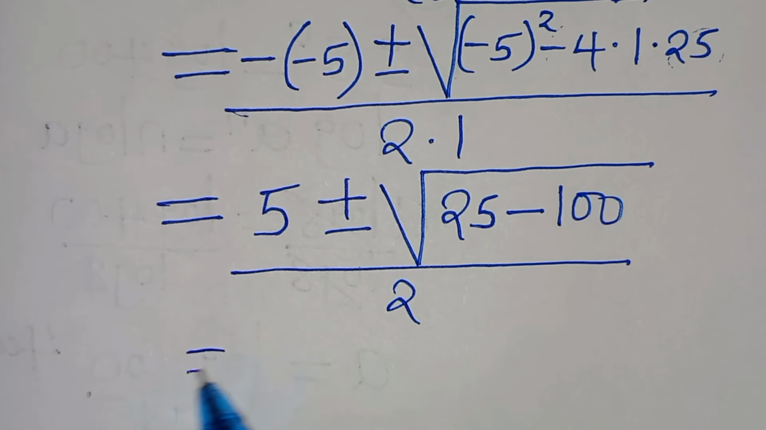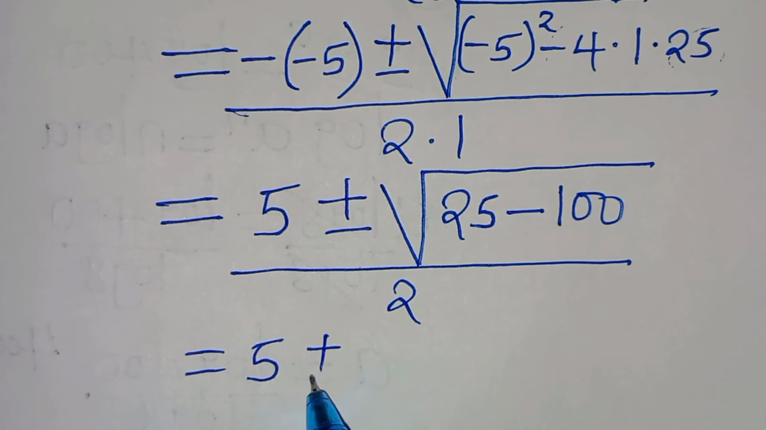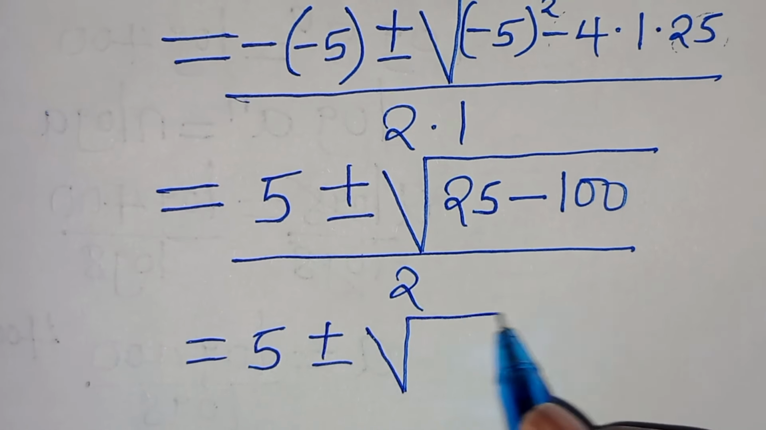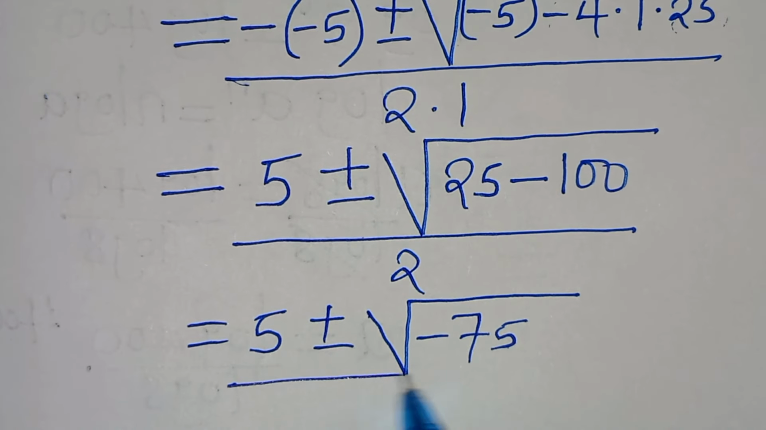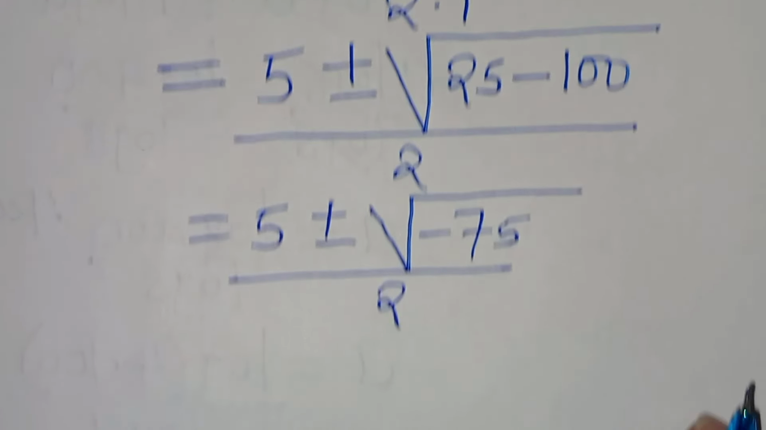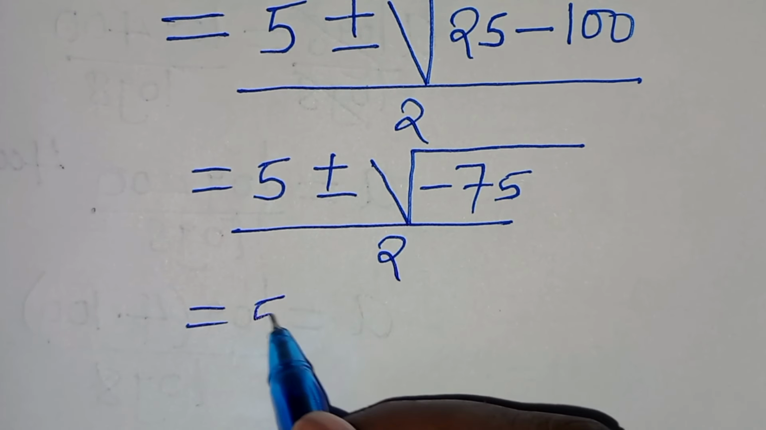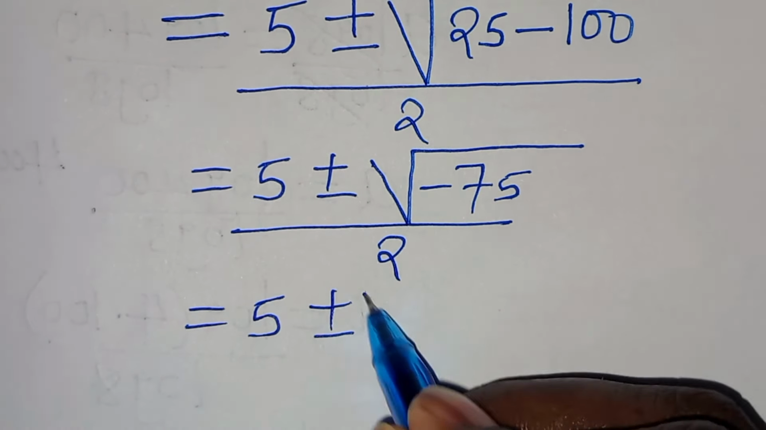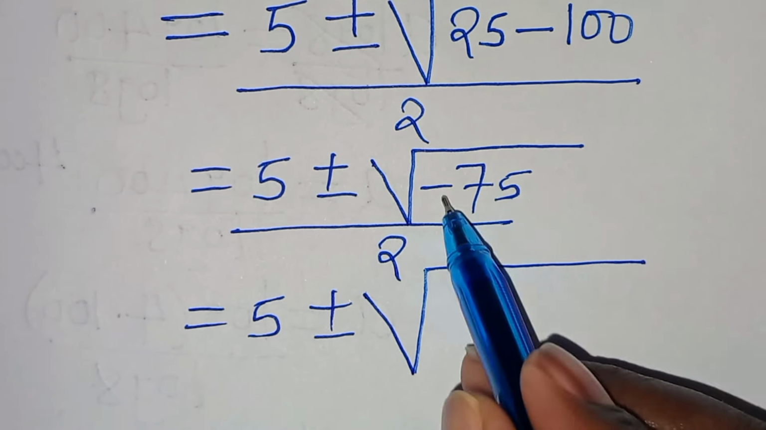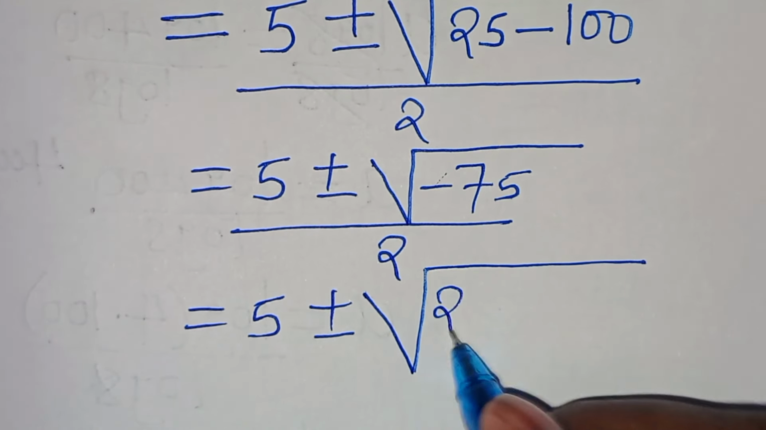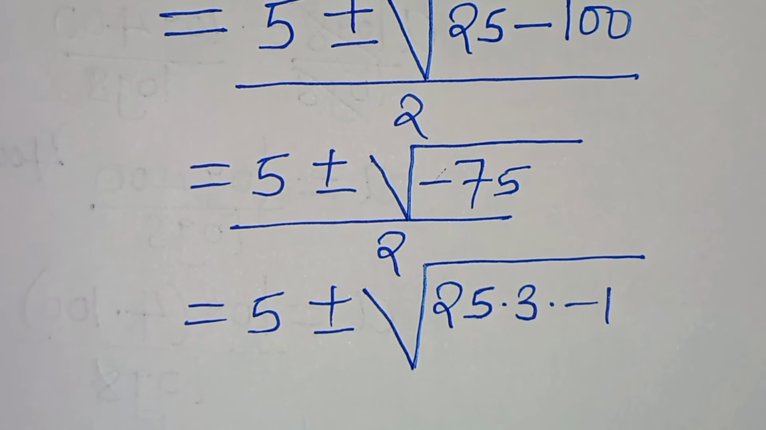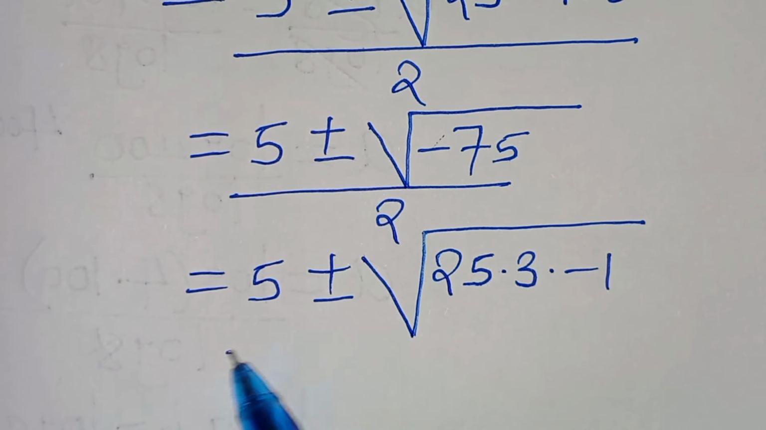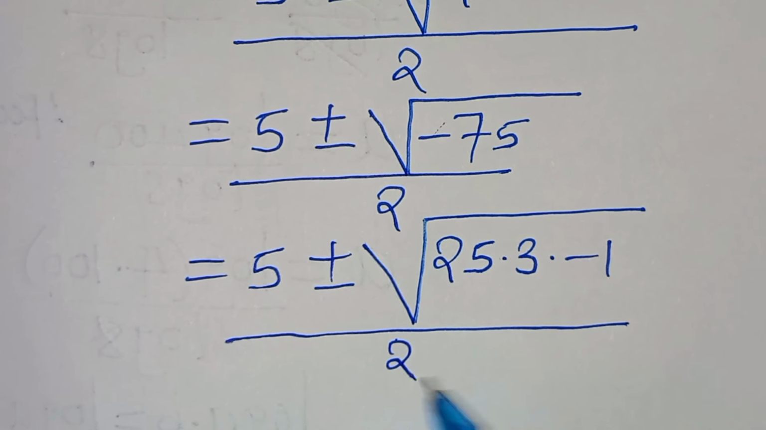So this is 5 plus or minus the square root of 25 minus 100, and this is minus 75. Everything here divided by 2. So we have 5 plus or minus. We can express the square root of minus 75 as 25 multiplied by 3 multiplied by minus 1. Everything here divided by 2.